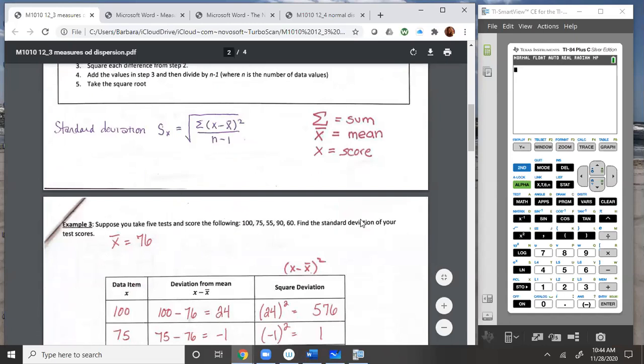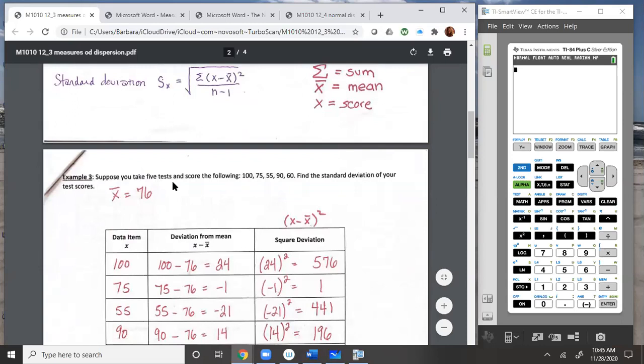So let's do an example by hand, and then we'll do this on our calculator. Suppose you take 5 tests and score the following: 100, 75, 55, 90, and 60. Find the standard deviation of your test scores. In other words, we're finding the spread, how far each of these scores is from the mean. And we're going to get a single number that represents that.